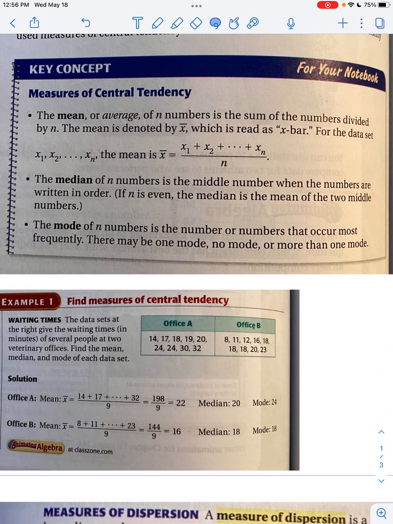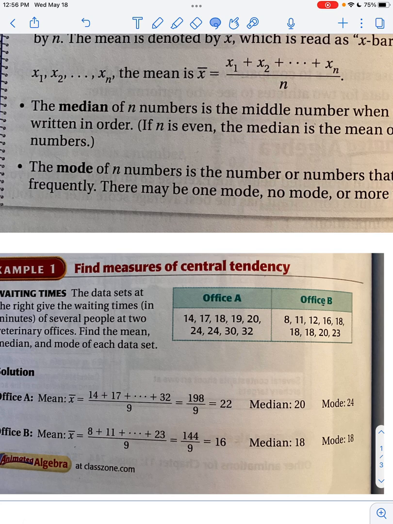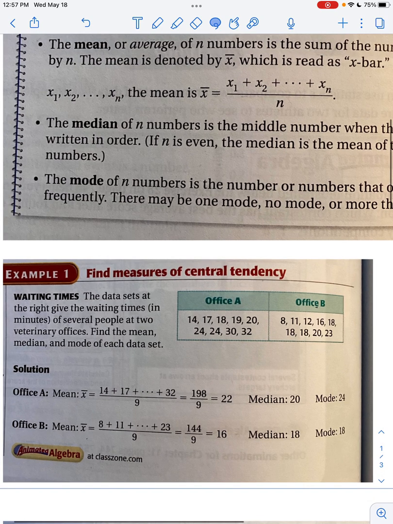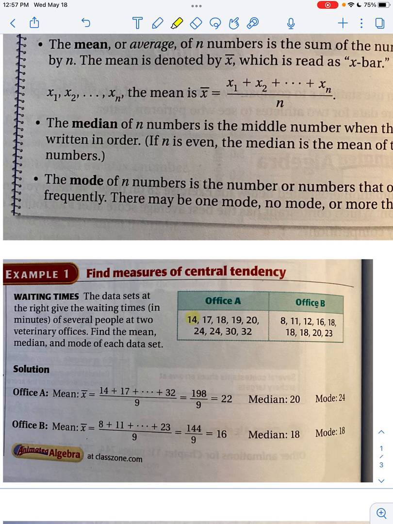So the data sets at the right give the waiting times in minutes of several people at 2 veterinarians. So again, to find the mean, they add up all the pieces of data and then divide. Because there's 9, they divide by 9. So in Office A, they got a mean of 22. The median can be found by finding the middle. So if I have 9 pieces of data, it's going to be my 5th one. So the median is 20, and then 24 occurs twice, so that is the mode.